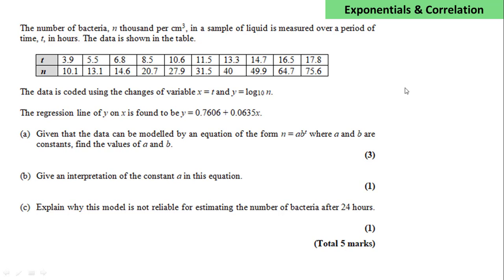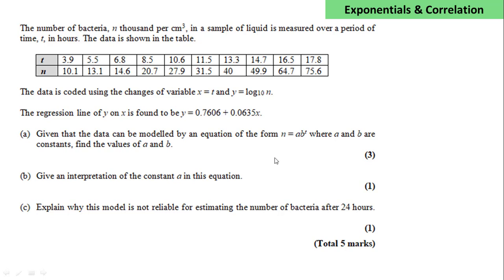This isn't a linear relationship. However, if we code the data, changing the variables x to match t and y now to match the log base 10 of n, we get a very tight linear relationship. In fact, the correlation coefficient here is 0.999, and the equation of the regression line is y equals 0.7606 plus 0.0635x.